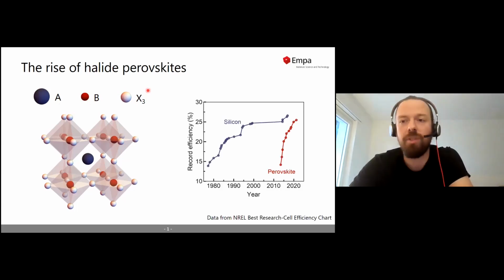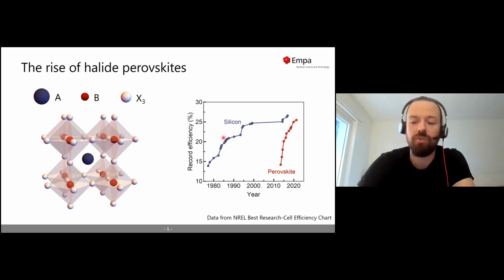And this class of materials has seen the fastest increase in efficiency we have ever seen for any solar cell material, which is illustrated here in the figure on the right. In less than 10 years, these perovskites have reached power conversion efficiencies of more than 25%. To put this into context, for silicon, it took almost 40 years to reach this goal.